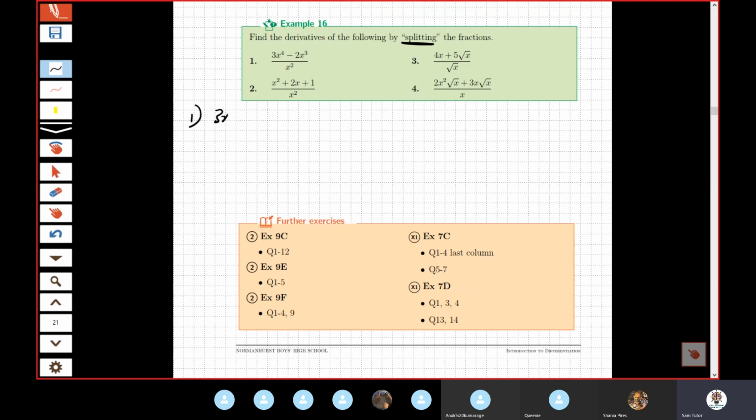So this would just be 3x to the power of 4 on x squared minus 2x cubed on x squared. So when you simplify that, you're left with 3x squared take away 2x. Then you just differentiate that. Which is a lot easier than trying to go ahead and start doing quotient rule.